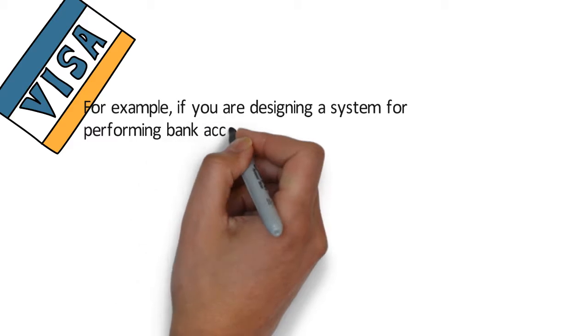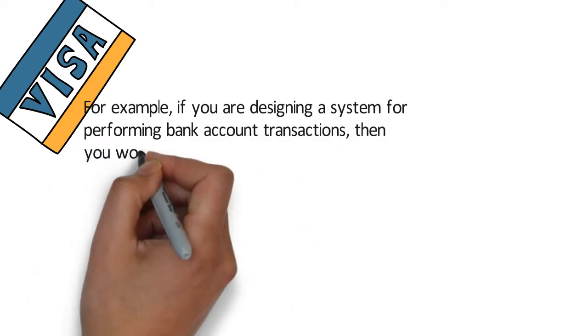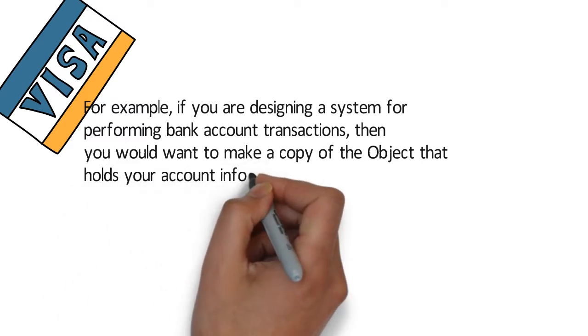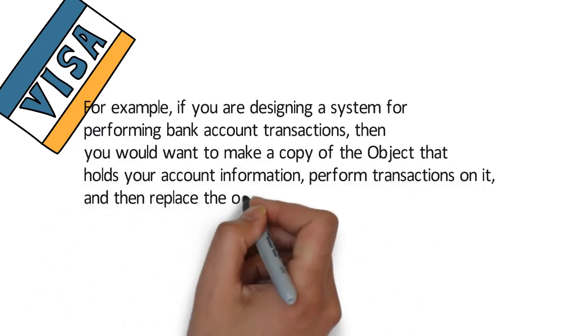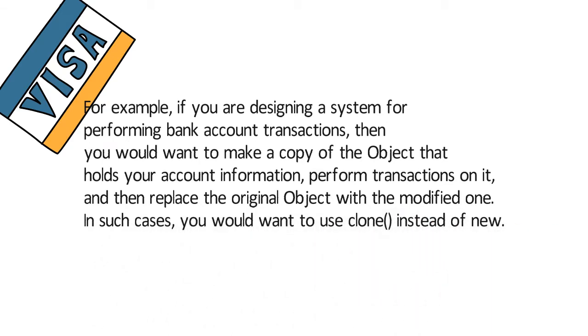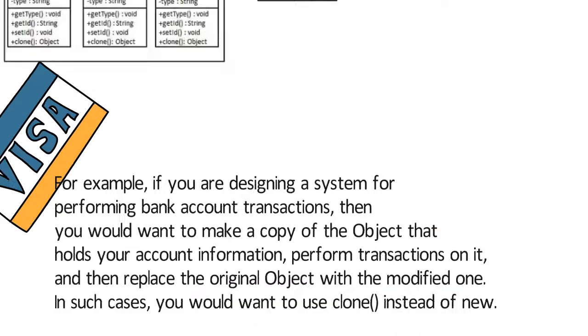Now we have an account transaction system. Then we would want to make a copy of the object that holds your account information, now perform the transaction on it, and then replace the original object with the modified one. In such cases we use clone instead of new.